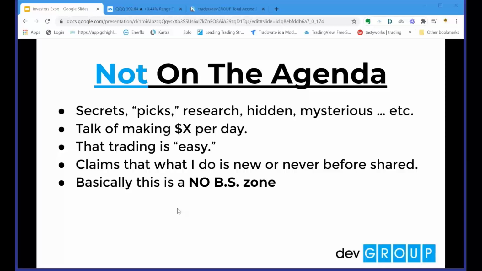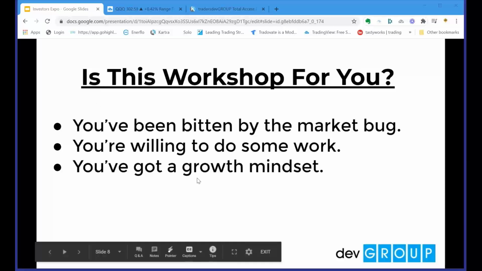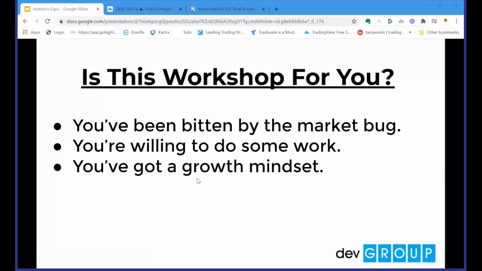And I also don't want to claim that anything that I do has never been shared before. So basically, it's kind of a no BS zone is the way I look at it. So the workshop is definitely for you, what we're going to be talking about today, if you've been bitten by that market bug. Now I would assume, there's several hundred people here. If you're here in the middle of the day, you already probably have an interest in the markets.